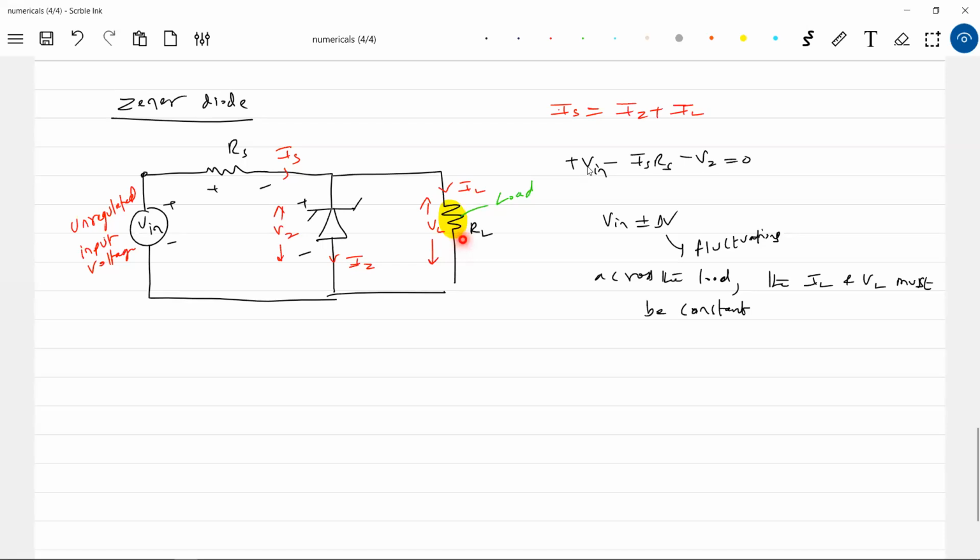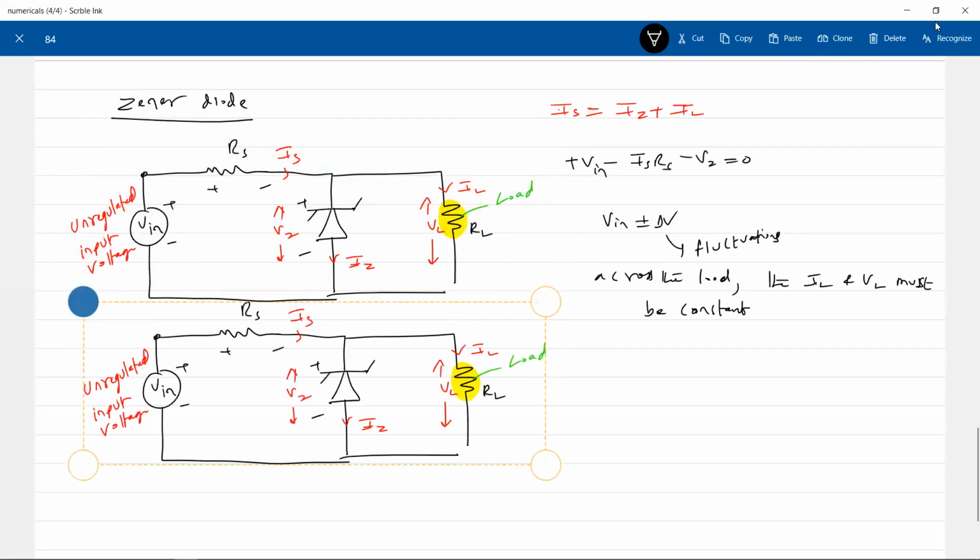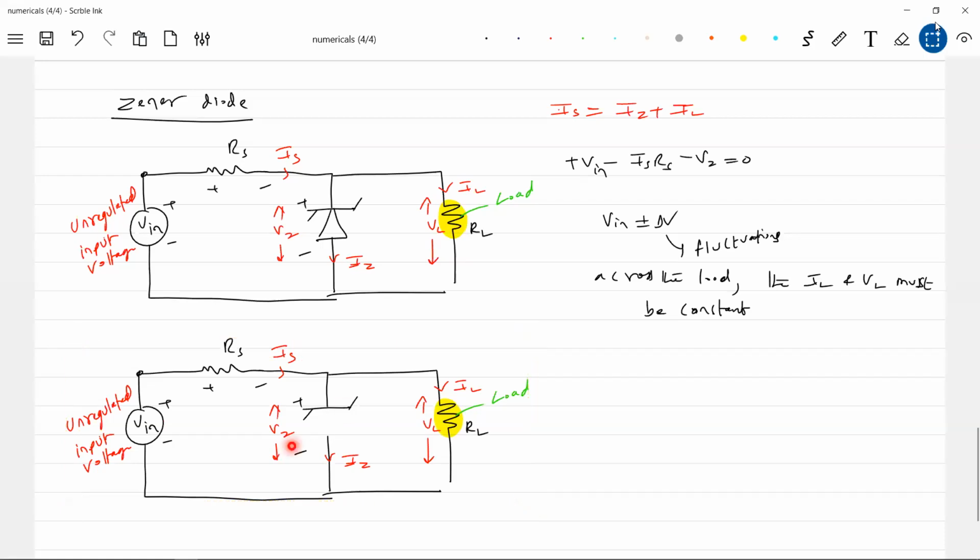There's one practical requirement. What is there, sir? I'll remove the Zener diode. Okay, you remove the Zener diode. What is the problem that will arise? Let me begin this discussion without the Zener diode so that you'll understand what is the problem we face. Okay, now you see this one.